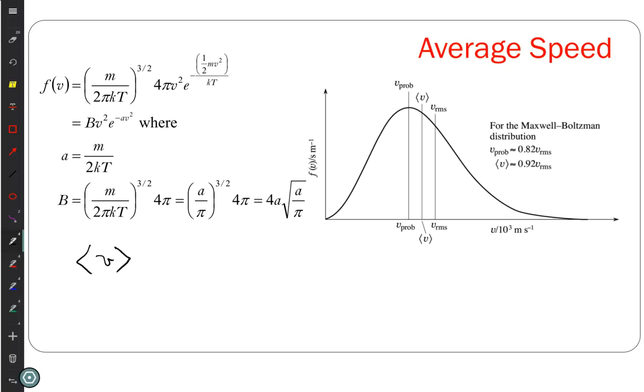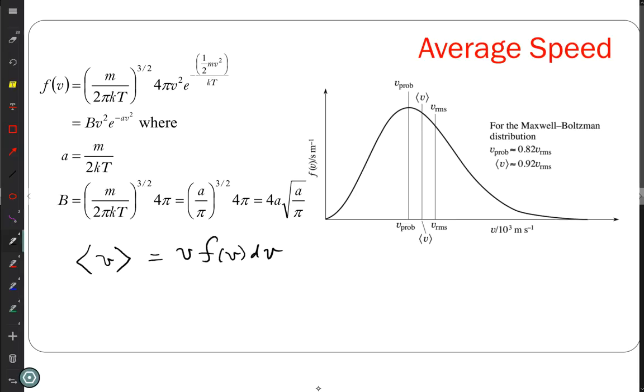So to calculate this average value or expectation value, I need to do the probability multiplied by the actual speed. So I have the speed multiplied by its probability, because that probability is the weighting factor. And then I have to add it up over all possible speeds. How do we add this up over all possible speeds? Integrate. My limit is 0 to infinity. So that's going to be the integral from 0 to infinity.